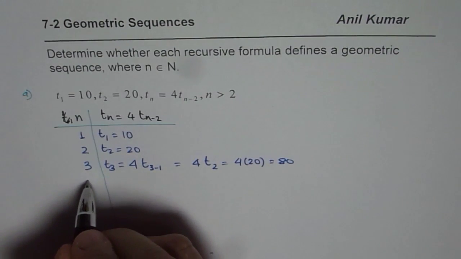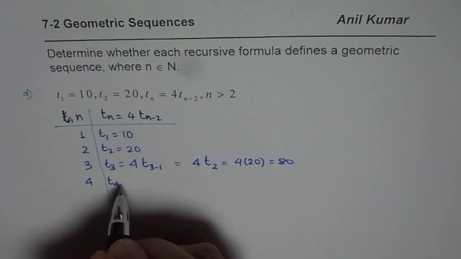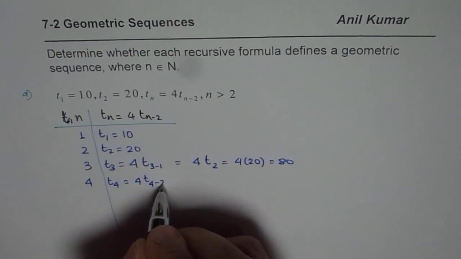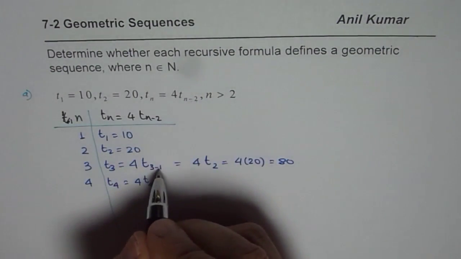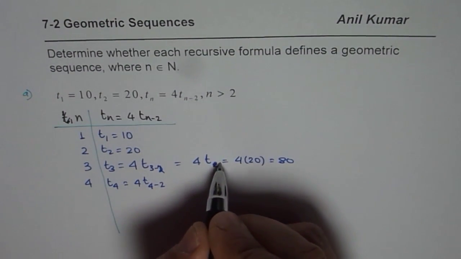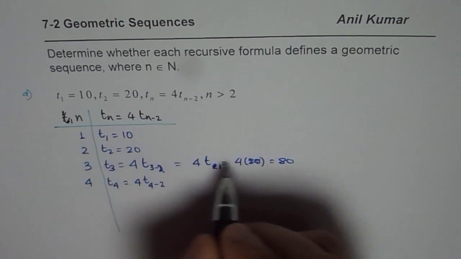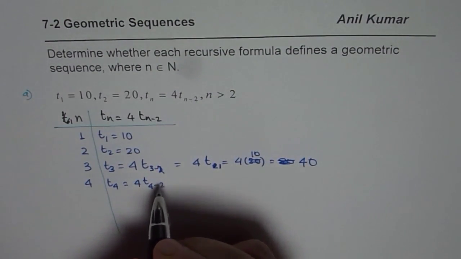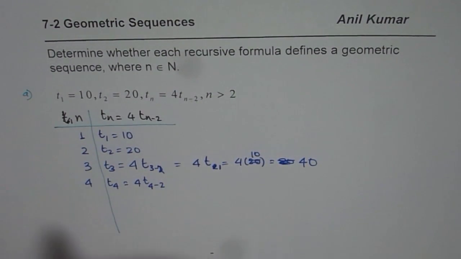Now what is the fourth term? If I write 4 here, I get 4 times t of 4 minus 2. I made a mistake, it was n minus 2, so let me write n minus 2. Let me correct this: n minus 2 will be t1, and t1 is 10, so this answer is 40. Sorry for that mistake. Anyway, now we have corrected this.